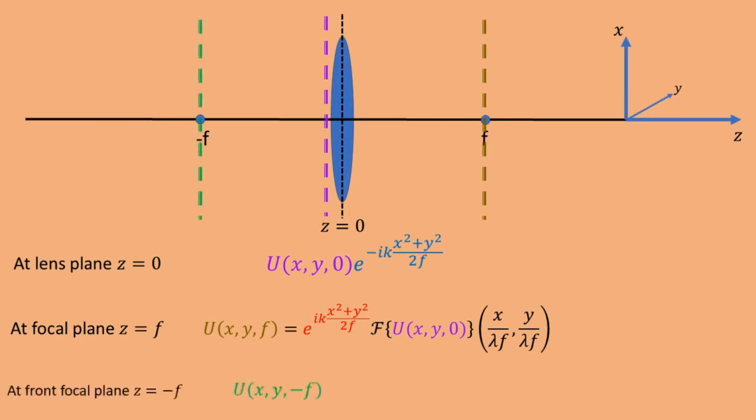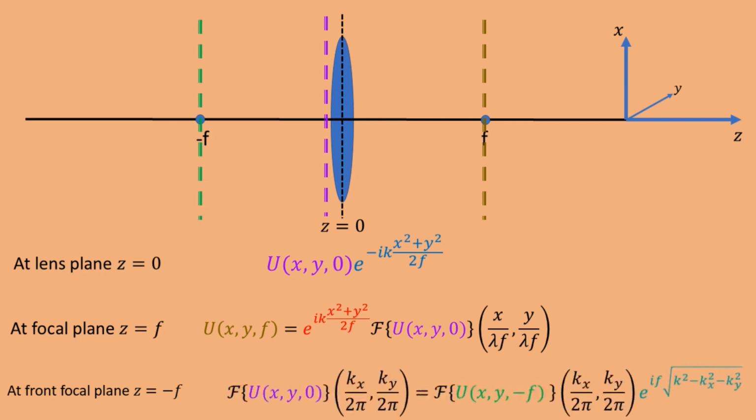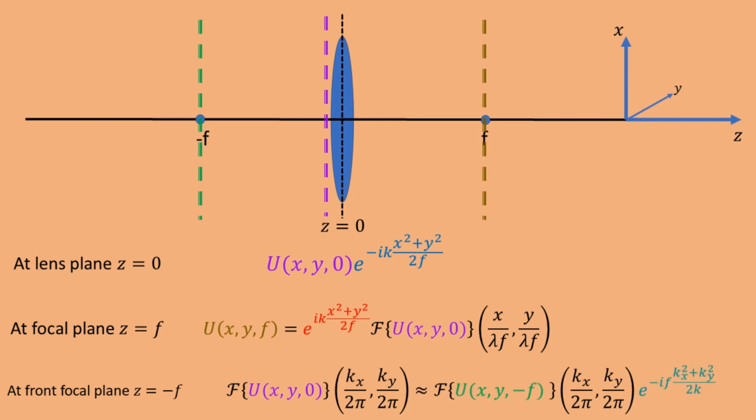Let's consider the field in the front focal plane and see how it's related to the field at the lens plane. More specifically, we'd like to know how their Fourier transforms are related, so it's convenient to use the angular spectrum method. And the angular spectrum method tells us that the Fourier transforms of the two fields are related by a phase factor. Note that we evaluate the Fourier transforms in kx over 2π and ky over 2π, because the complex exponential in the Fourier transform by definition has a factor of 2π in it, so it has to be divided out. The phase factor that relates the angular spectra of the two fields can be approximated using the Fresnel approximation, yielding once more a quadratic phase factor.